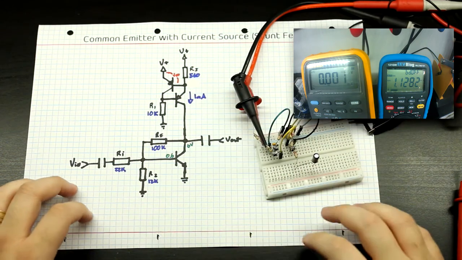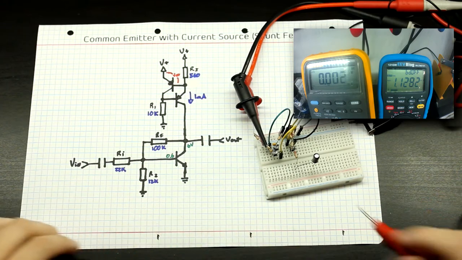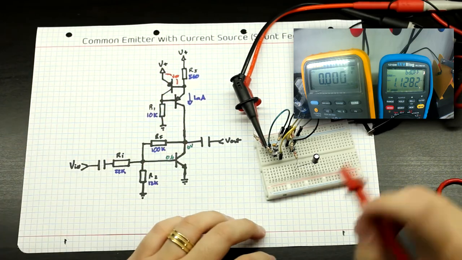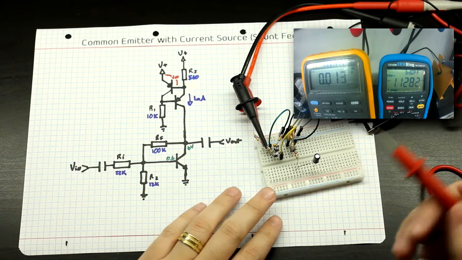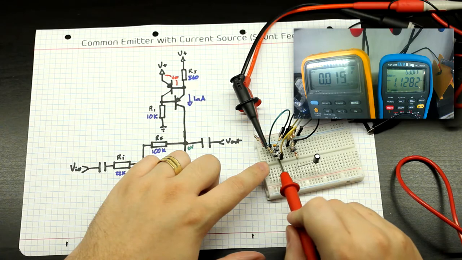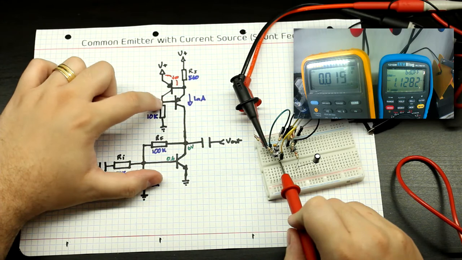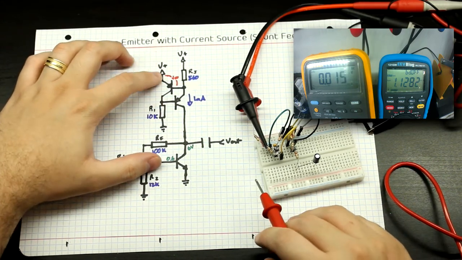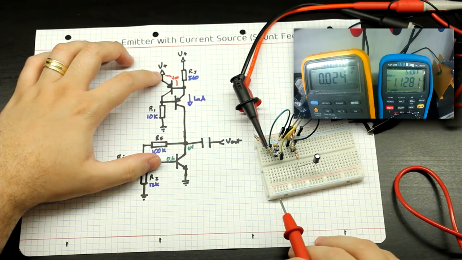Now that I've rearranged the bench and built up the circuit here on a breadboard, let's take some measurements to see if everything that we've done before still holds true. So first of all, let's take a look at what we have changed, the current source. If we go from the emitter to the collector of this transistor right here, so we are going to probe this point, and this point, what we are going to see is that we have the full power supply voltage here, which right now is sitting at 12 volts.